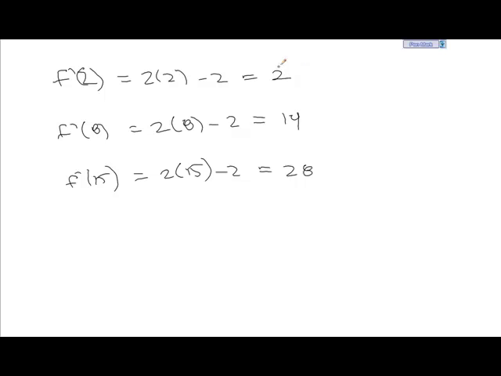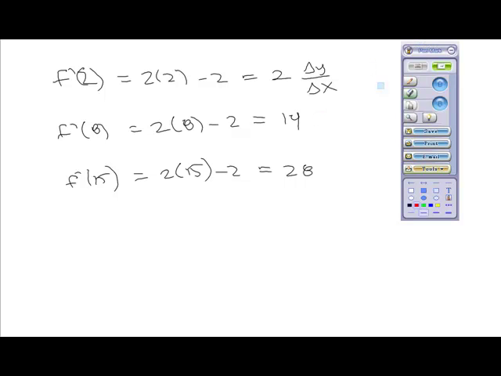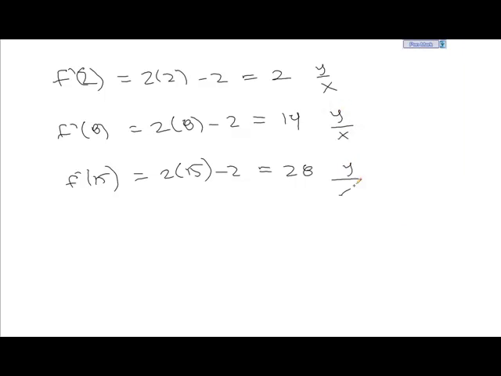Now remember, this is a rate of change now. This is not an output. I mean, it is an output from this equation, but this represents a rate of change. So this is change in y per change in x. Excuse me, I shouldn't say change in y units. I should just say 2 y's for every 1 x, 14 y's for every 1 x, and 28 y's for every 1 x.